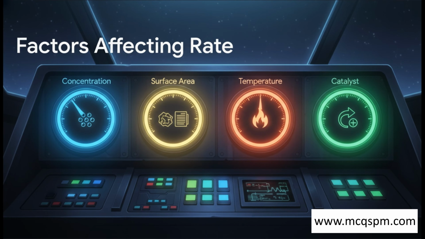These are basically the four big knobs we can turn to either speed up or slow down a reaction, and each one works by messing with our two key conditions. For today, let's just zoom in on two that are huge for exams: temperature and catalysts.